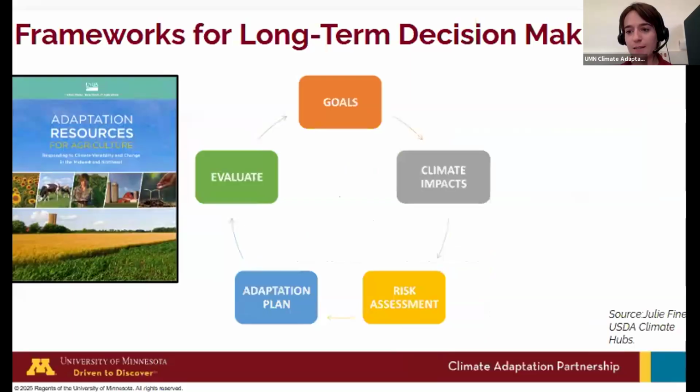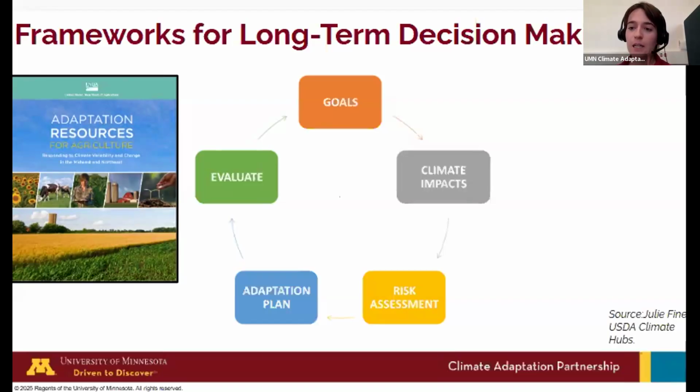So this kind of process is outlined in a great resource by USDA. It's called Adaptation Resources for Agriculture. But the process that is used by a lot of these groups is getting farmers to think about their goals and what they can control. Then understanding climate impacts and using those climate impacts to think about the risk to each and every part of their operation based on those impacts, because we know that every operation is unique and it's hard to make broad generalizations. We then work with farmers to develop a plan for strategies they might want to employ in the next year, in the next 5 to 10 years.